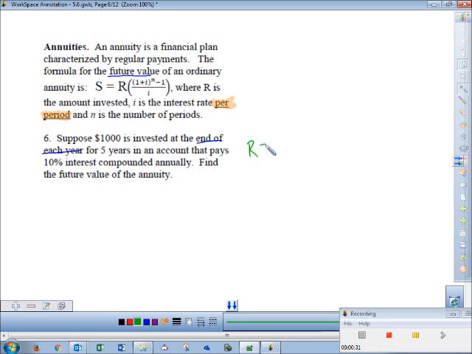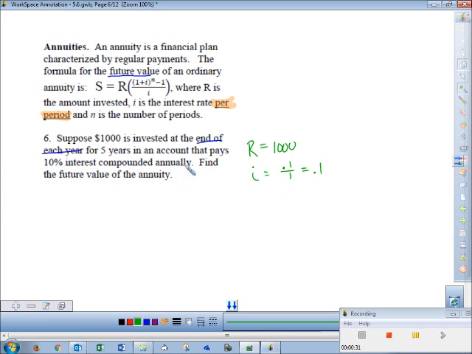We know R. R is the initial amount invested. R is $1,000. And it's going to happen every year, right? That's what they meant: what you're investing every time. So you're going to make continuous payments of the same amount, $1,000. I is our interest per period, right? So we're getting 10% interest, so that's 0.1. But then you have to divide it by how many times it's happening per year. And since it's happening annually, it's happening once. So it's still going to give you 10%, right?